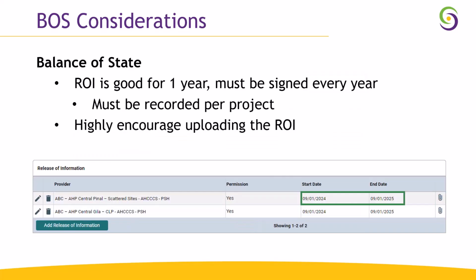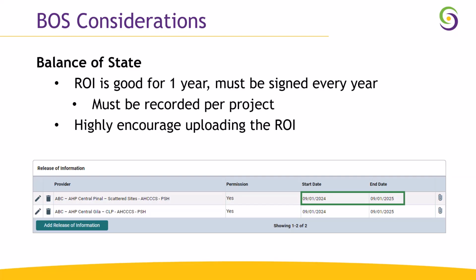Some additional balance of state considerations. So in balance of state, the ROI is good for 1 year and it must be signed every year. This is written down in the privacy notice and it's also documented on the ROI document itself. It should be and it must be recorded per project.